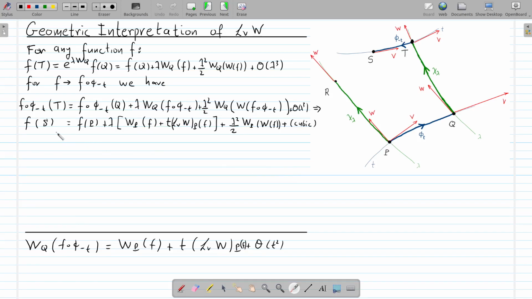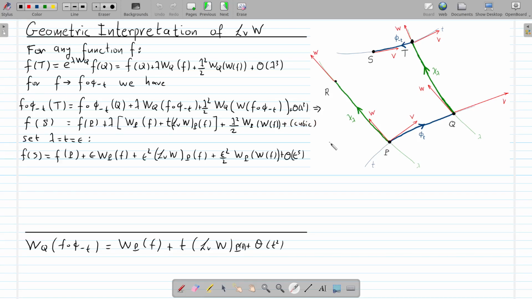So, substituting those results, we obtain a relation that gives us the value of the function at the point S in terms of quantities evaluated at the point P. And all these up to cubic order in lambda and t. If we set epsilon to be the same value that we give to lambda and t, then this relation becomes this, and we have terms up to order epsilon squared.